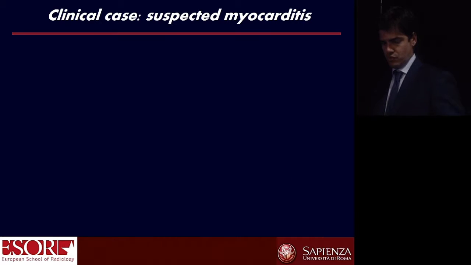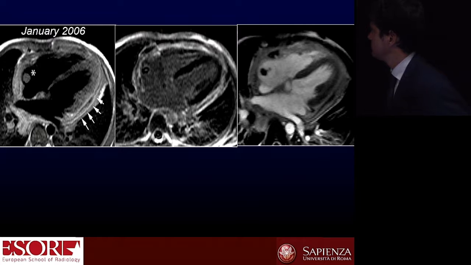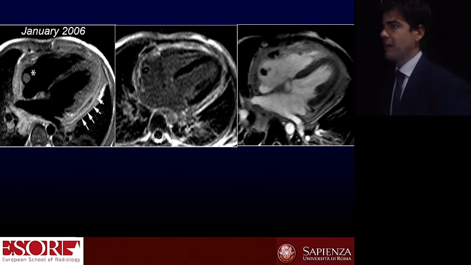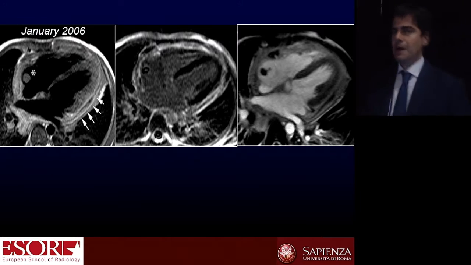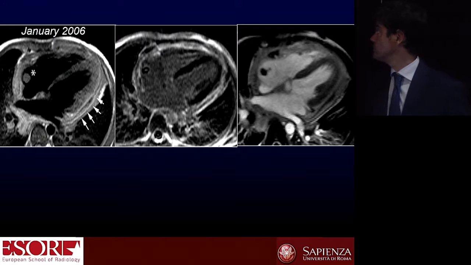So, look at this first line. This time I will not comment on images. This is a T1 turbospin. This is late enhancement. This is cine. I ask you to carefully look at the pericardium, where the arrows are located, of course. And there is something here.